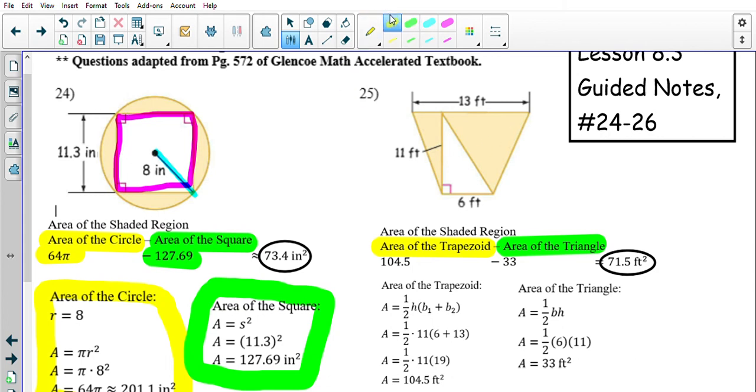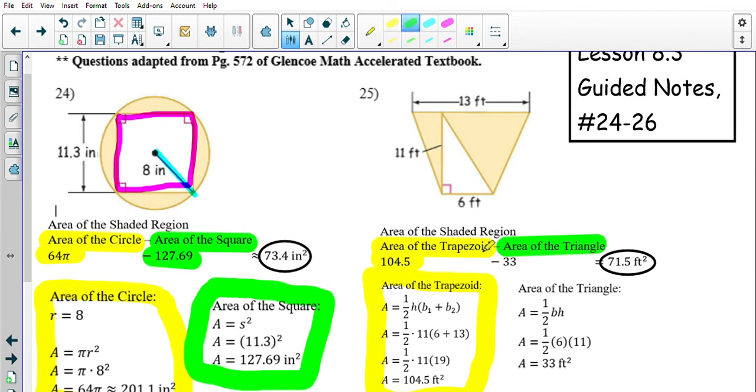So let's do the area of the trapezoid first. It's half times the height. The height of this trapezoid is the 11 feet, the distance between your two parallel sides, times b sub 1 and b sub 2, which are 6 and 13. So half times 11, and then in parentheses 6 plus 13, which is 19. 11 times 19 times a half is 104.5. So you can see we have that here.